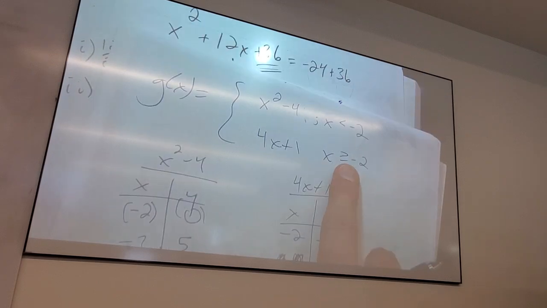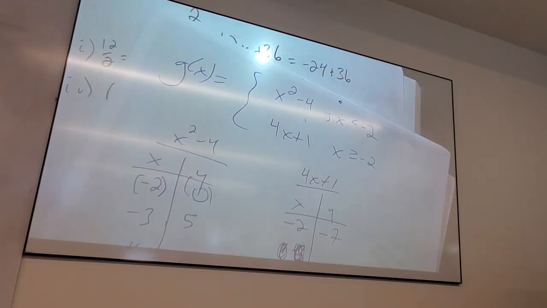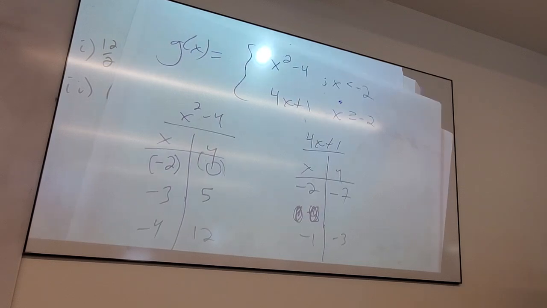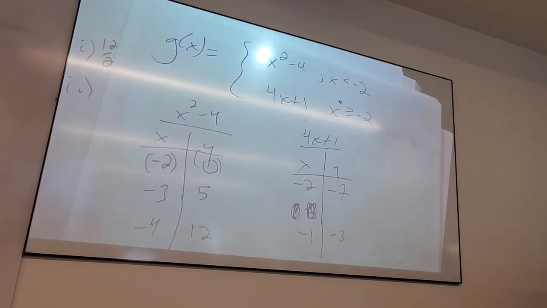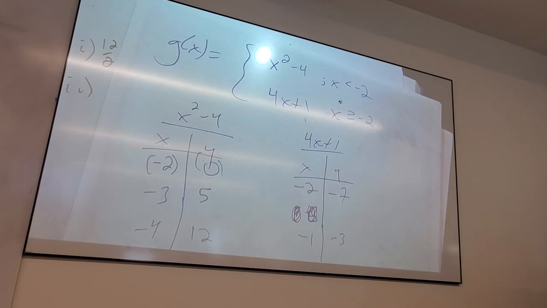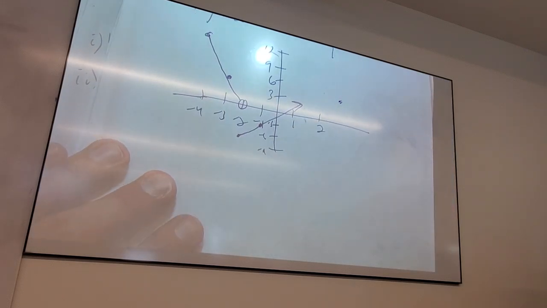Yes, if I just wouldn't have put an equal sign in either one of them, then they would have both been open. Okay, I like it. So, do you think it's not a function? This is a function, all day.